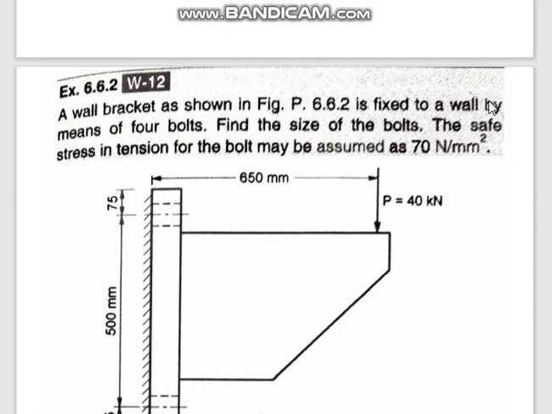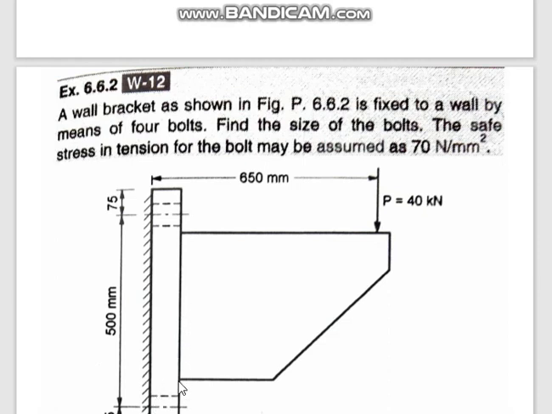40 kilonewtons. Okay, now come back to the question. What are they saying? Find the size of the bolt. Size of the bolt means the diameter of the bolts that we have to find out. Now we have four bolts, and all four will be the same size. For interchangeability purposes, actually the bolts here should be more strong, and here, even if they are less strong, it is okay. But because of interchangeability, what we do is make all four bolts the same size.